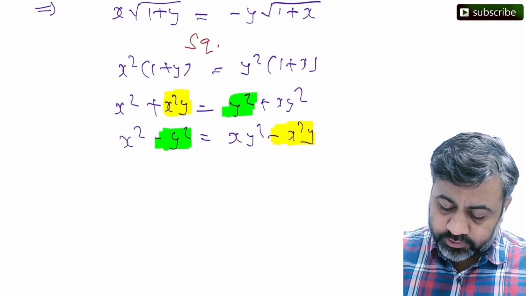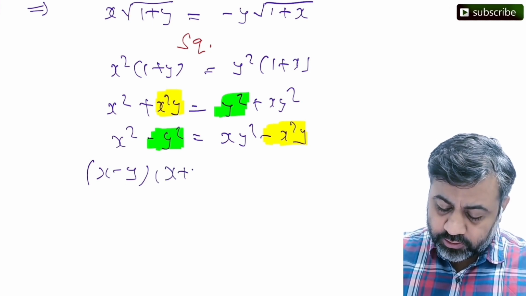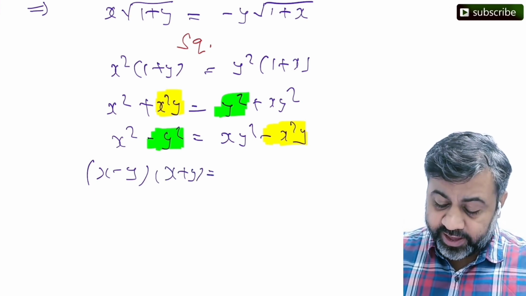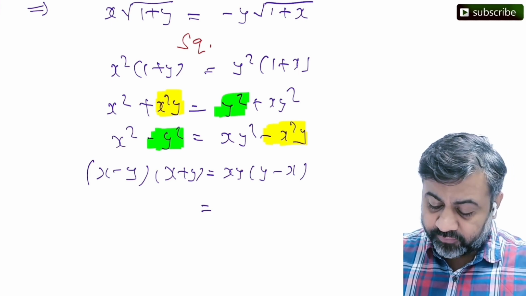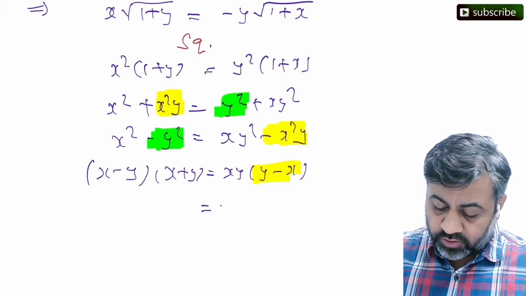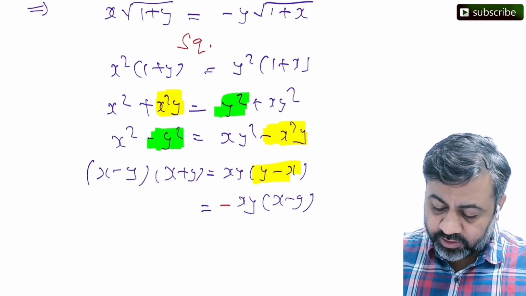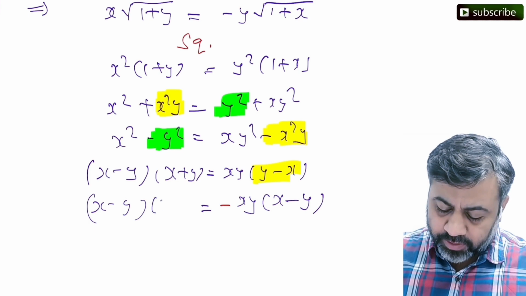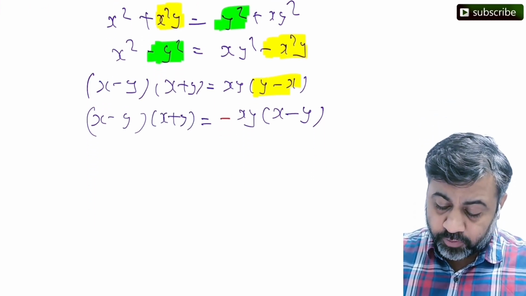So what I'll do here is, if you observe, this is x minus y times x plus y. In the right hand side I can take xy common, so in the bracket I get y minus x. So in the right hand side I'm just taking y minus x. If I take minus common, what I get is minus xy, and inside the bracket it will be x minus y. So you must have realized why I have done this, because I'm going to cancel out x minus y from both sides, and this is possible. I write this, it is a very important step.